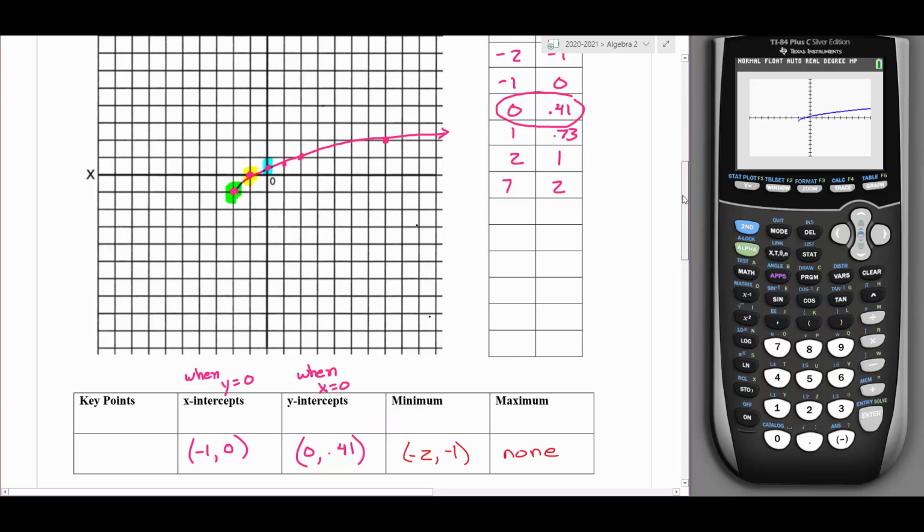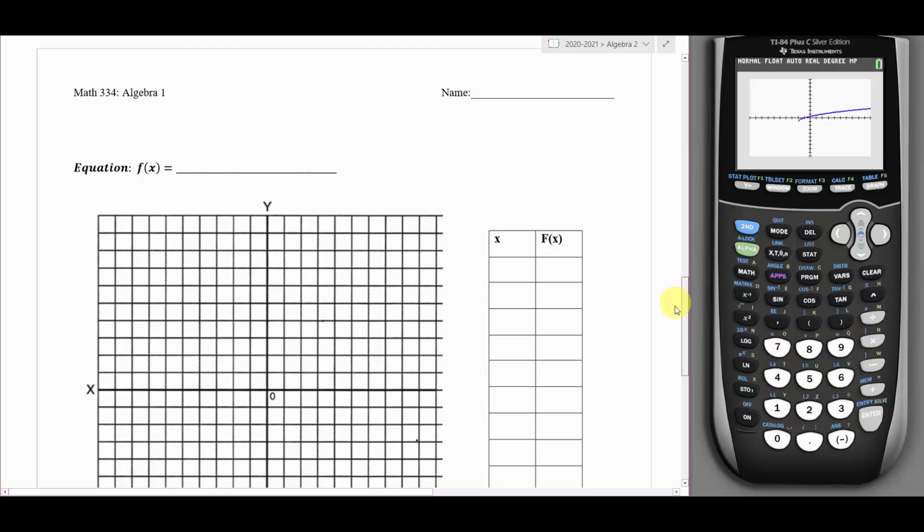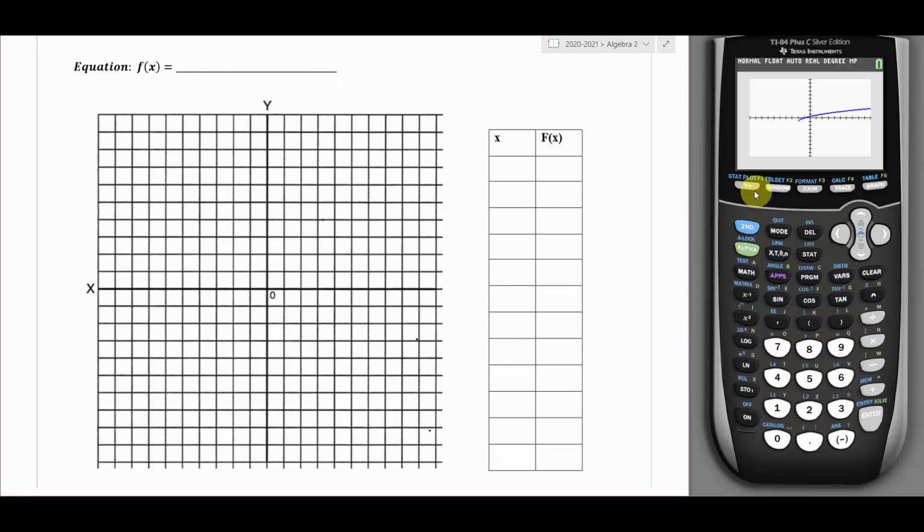The other thing that I want to talk about is something called the axis of symmetry, but we're going to come back to this. It's easier to talk about the axis of symmetry with something that actually has symmetry, so we'll do that first, and then we'll come back to this problem and talk about the axis of symmetry on this graph. All right, so let's take a look at one more function, and we'll practice graphing.